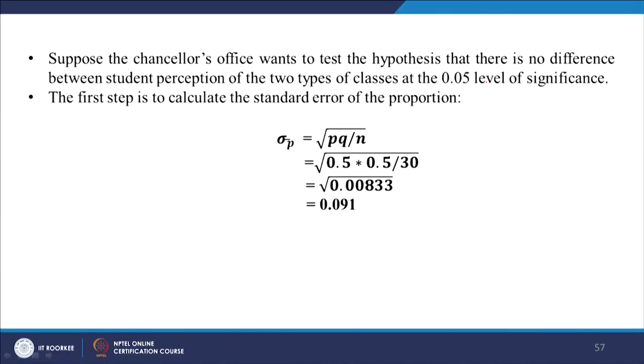Suppose the chancellor's office wants to test the hypothesis that there is no difference between student perception of the two types of classes at the 5% level of significance. Let us calculate. What is the formula? The standard error of proportion is the square root of p times q divided by n. So, 0.5 times 0.5 divided by 30 gives me 0.091.